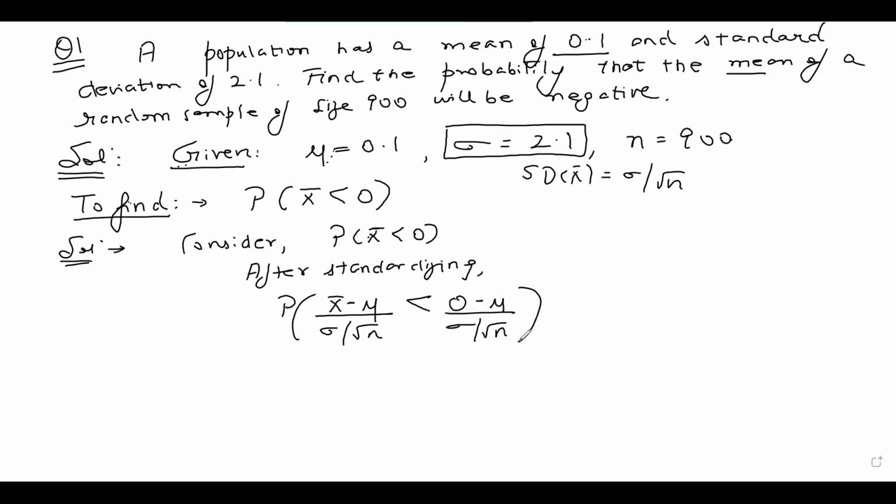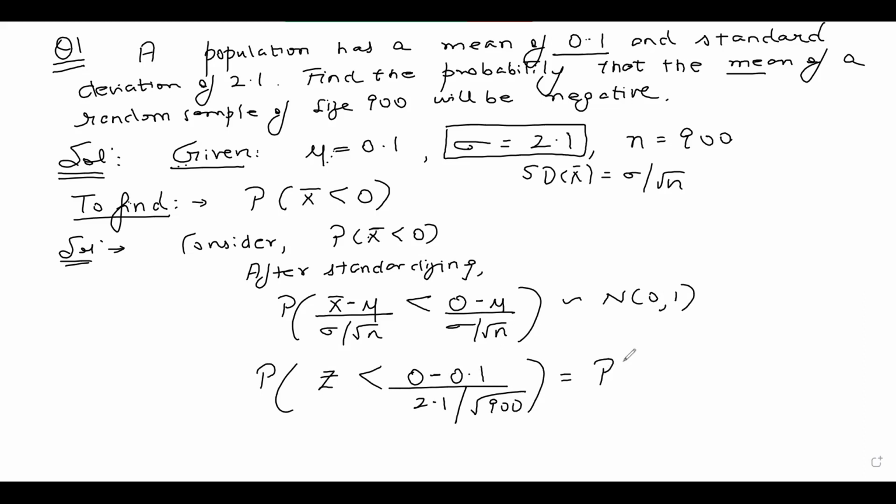Okay. So this is going to follow a normal distribution with mean 0 and variance 1 once we standardize. So (x bar minus mu) over (sigma by root n) is just z less than (0 minus mu). How much is mu? 0.1. Sigma is 2.1 over square root of 900. This is going to be the probability of z less than negative 0.1 over 2.1 by 30.